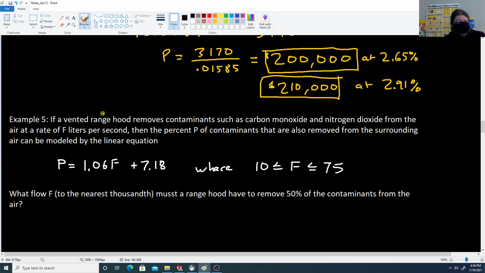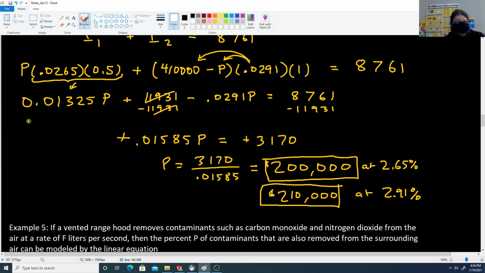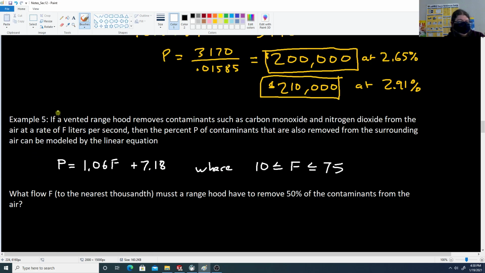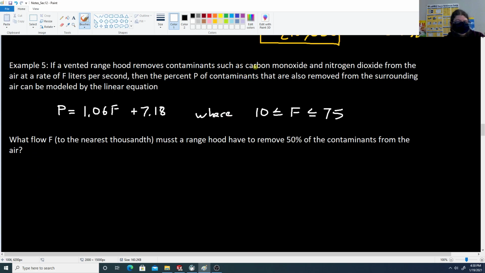All right, so for example 5, okay, a vented range hood removes contaminants such as carbon monoxide and nitrogen dioxide from the air at a rate of F liters per second. The percent P of contaminants that are removed from the surrounding air can be modeled by the linear equation this. Okay. What flow to the nearest thousandth must a range hood have to remove half the contaminants from the air?